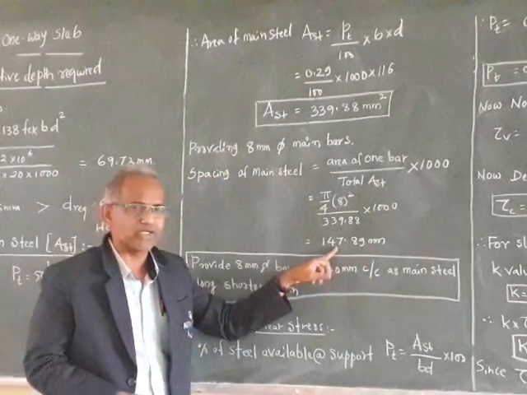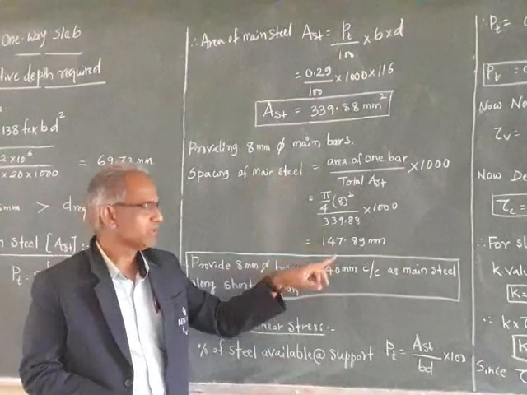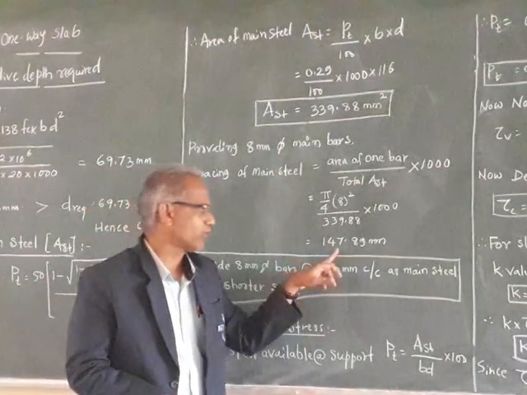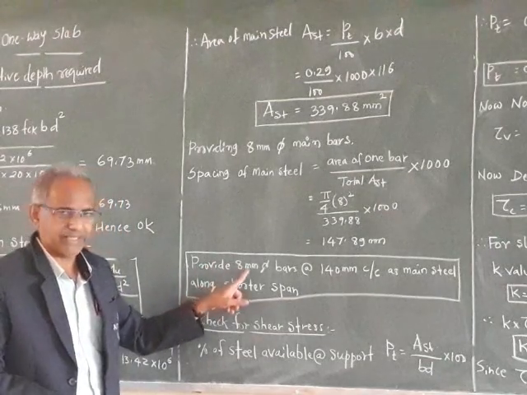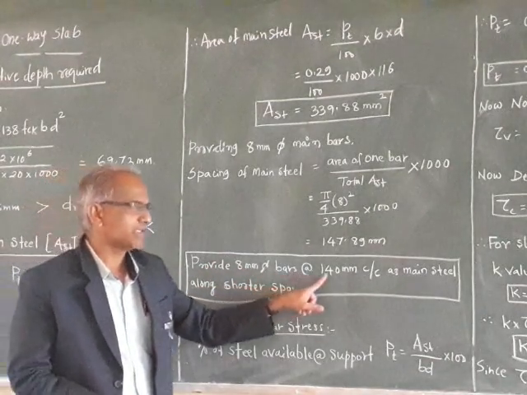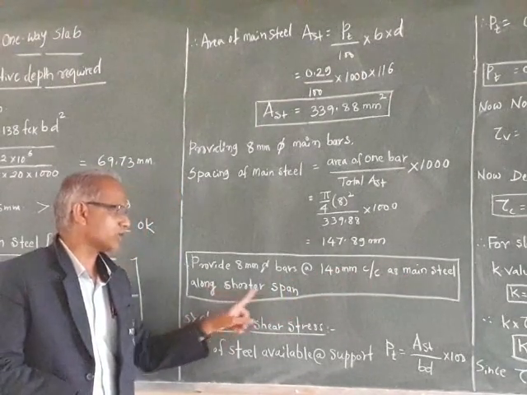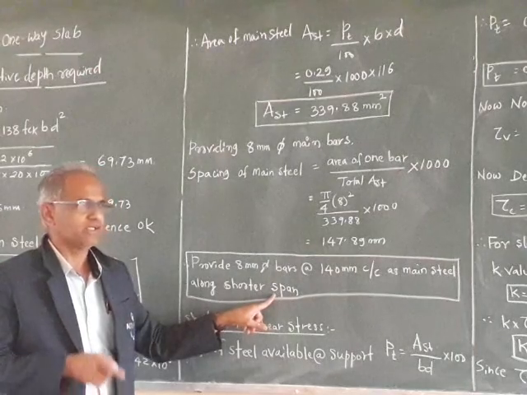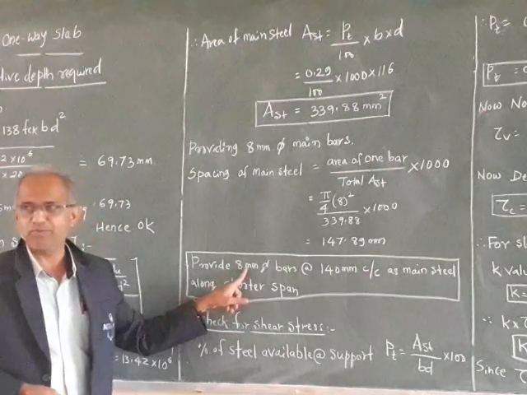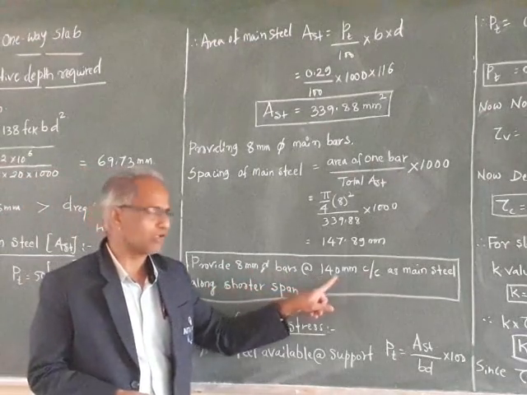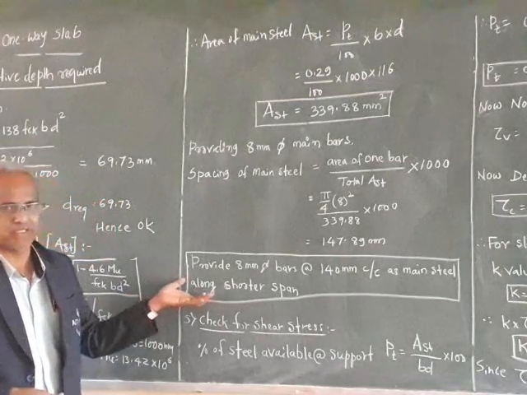So this is rounded off to lower value. Remember, don't provide 150 mm. So lower value you have to round off. So finally you can say that main steel, that is provide 8 mm diameter bars at 140 mm center to center as main steel along the shorter span, at the bottom. So this is main steel.